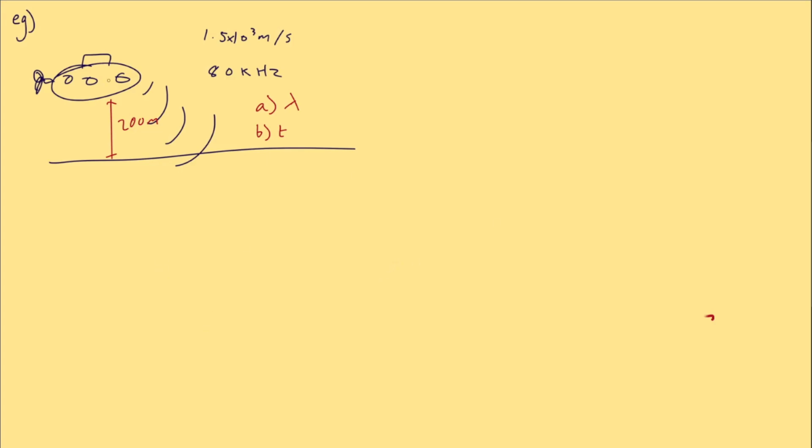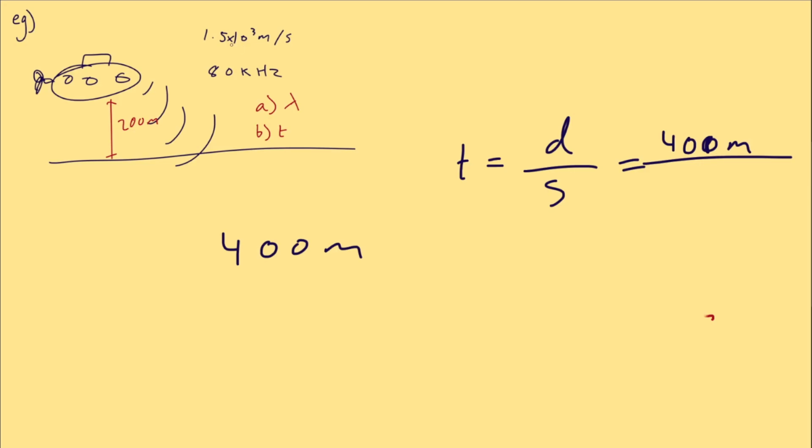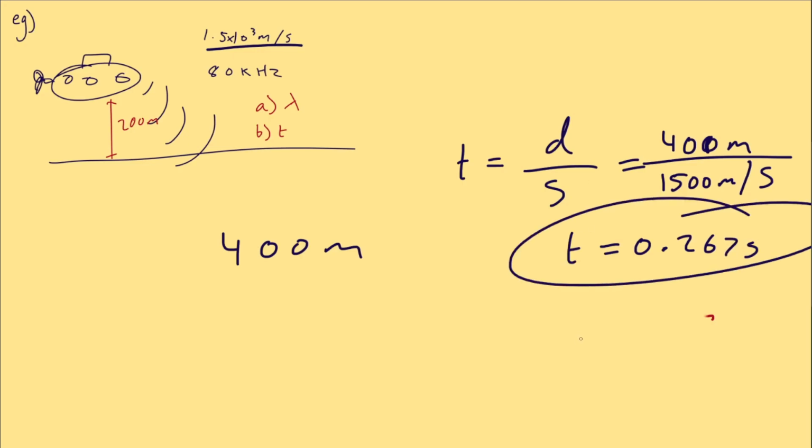The total distance down and then back up is 400 meters. And since time is given by distance divided by speed, the distance, 400 meters, divided by speed, which is 1,500 meters per second, equals 0.267 seconds. That's pretty fast. So to wrap it up, here are the key takeaways. A higher frequency means shorter wavelength. A time delay gives precise range info, and it's how medical ultrasounds are done.